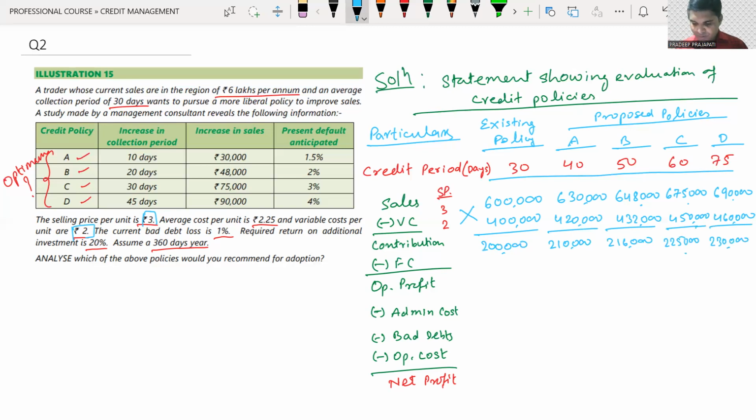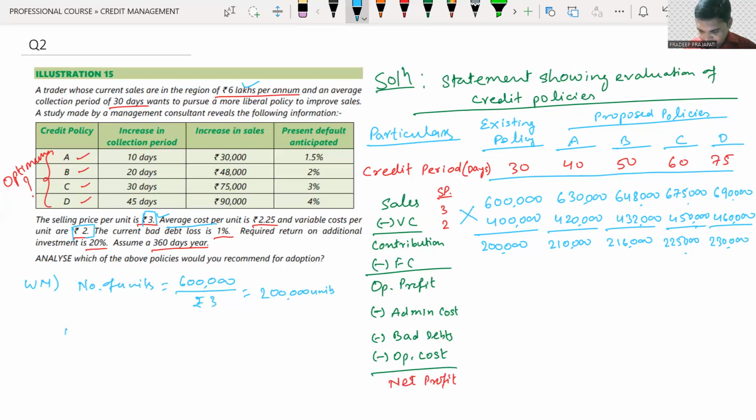Now fixed cost. Check whether fixed cost is given in the question. Here they have given average cost. Fixed cost is directly not given, but it can be calculated. See, working note: number of units. Annual sale is given as 6 lakh and selling price is rupees 3 per unit. So divide by 3, you will get 2 lakh units.